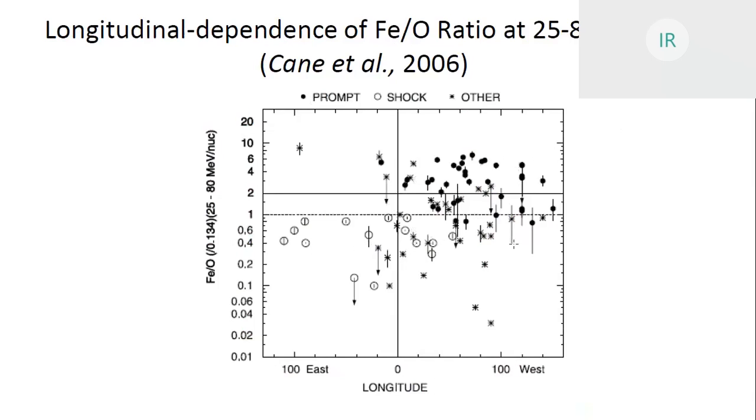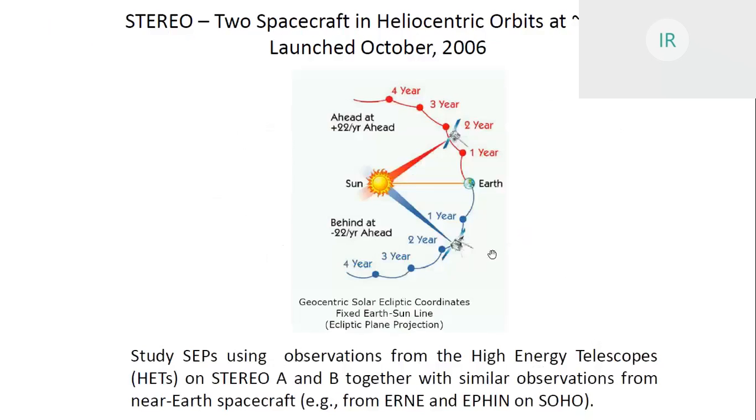These pictures are built up from many events, but the idea of the STEREO mission is that you have two spacecraft ahead and behind that are separating away from the Earth. You could then look at the same SEP event from three locations and see whether these patterns, say in the time intensity profile and also the ion-to-oxygen ratio, can be seen in single events. So that was one of the motivations from the SEP point of view for the STEREO mission, which was launched in October 2006, and the spacecraft separate from the Earth by about 2.5 degrees each year.